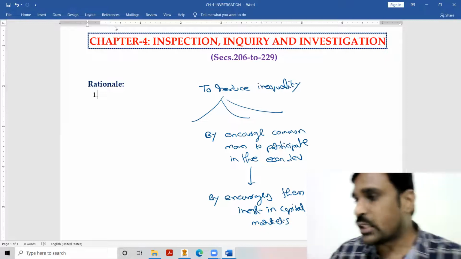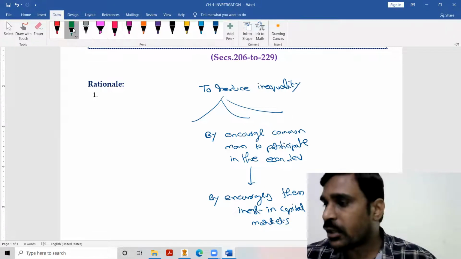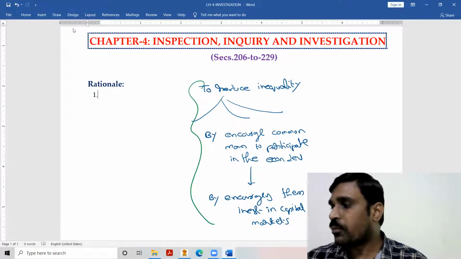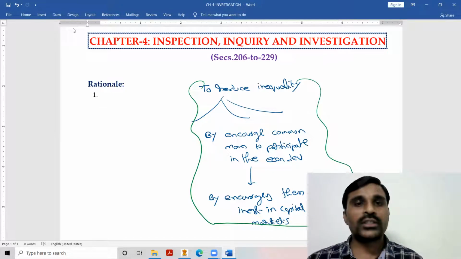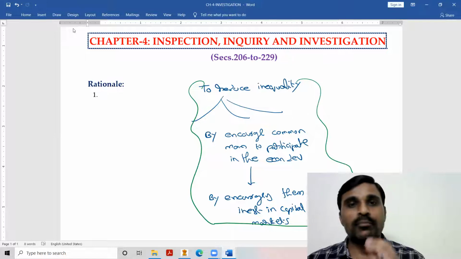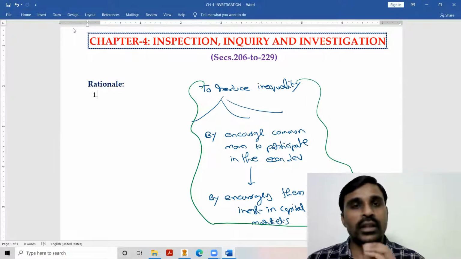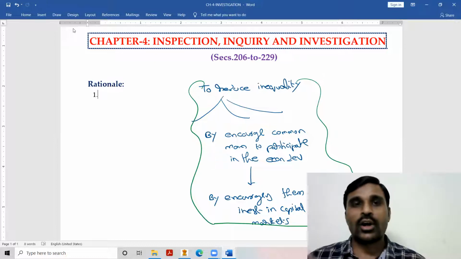So this is the government's objective. It appears to be very good, very sound, but the government is focusing only on one side. That means if you encourage the people to invest in the capital market, they will also participate in the economic development of the country. That is only one side the government is looking at.